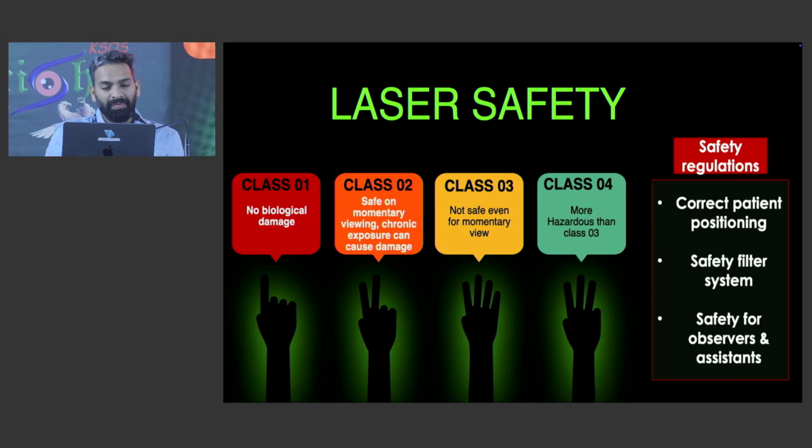So what is laser safety? That is class 1, 2, 3, and 4. There is no biological damage in class 1. In the second, it is safe for momentary viewing, but chronic exposure can cause damage. The third is not so safe, even in momentary view, and it is more hazardous in the fourth.